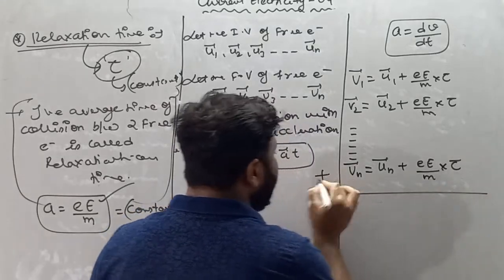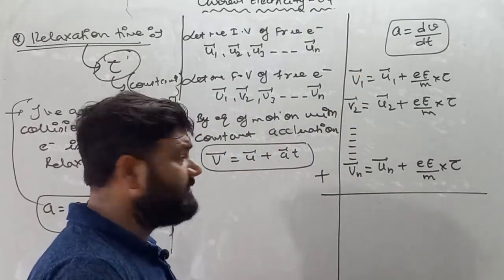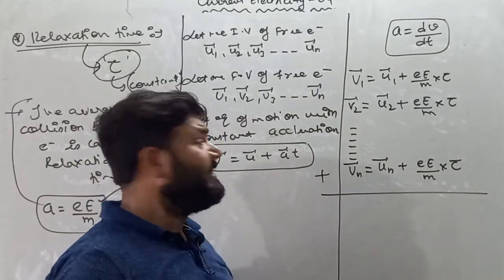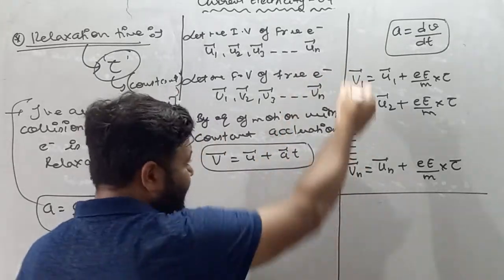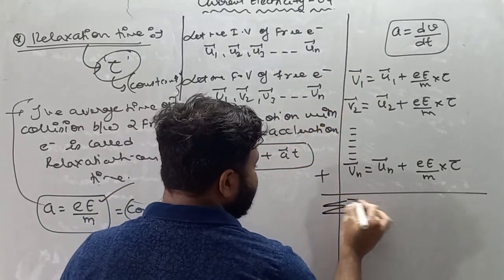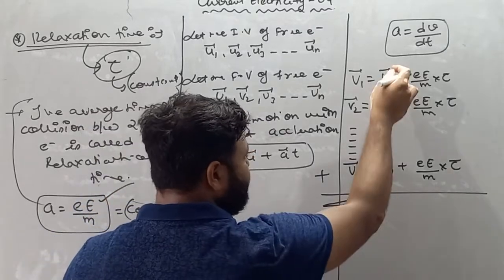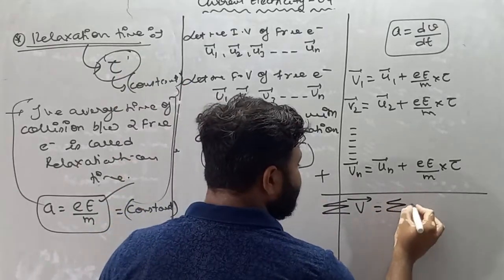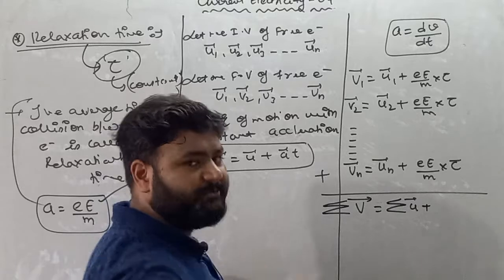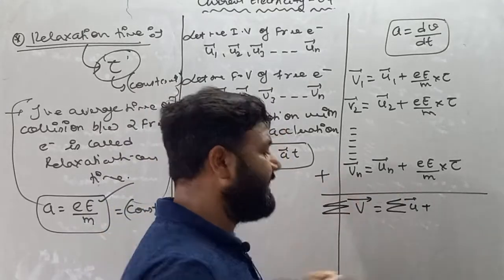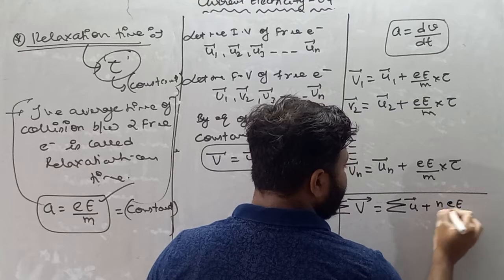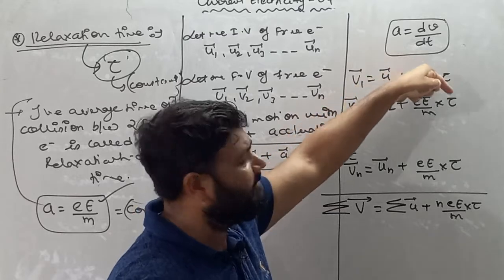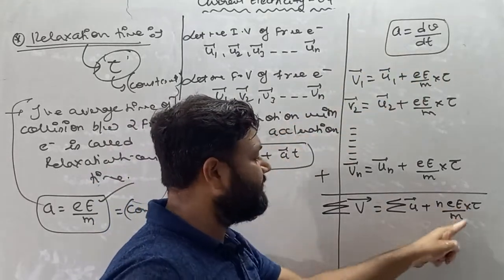Now if I add all the velocities, it implies the velocity of the center of mass, my dear student. Basically we are adding all the velocities. So adding them, summation v is equal to u1 plus u2 plus u3 plus u4 up to un, that means summation u, plus E by m into tau plus E by m into tau. How many times, beta? N times. So I'll write n into E by m into tau. Why? Because we are adding E by m into tau n times.